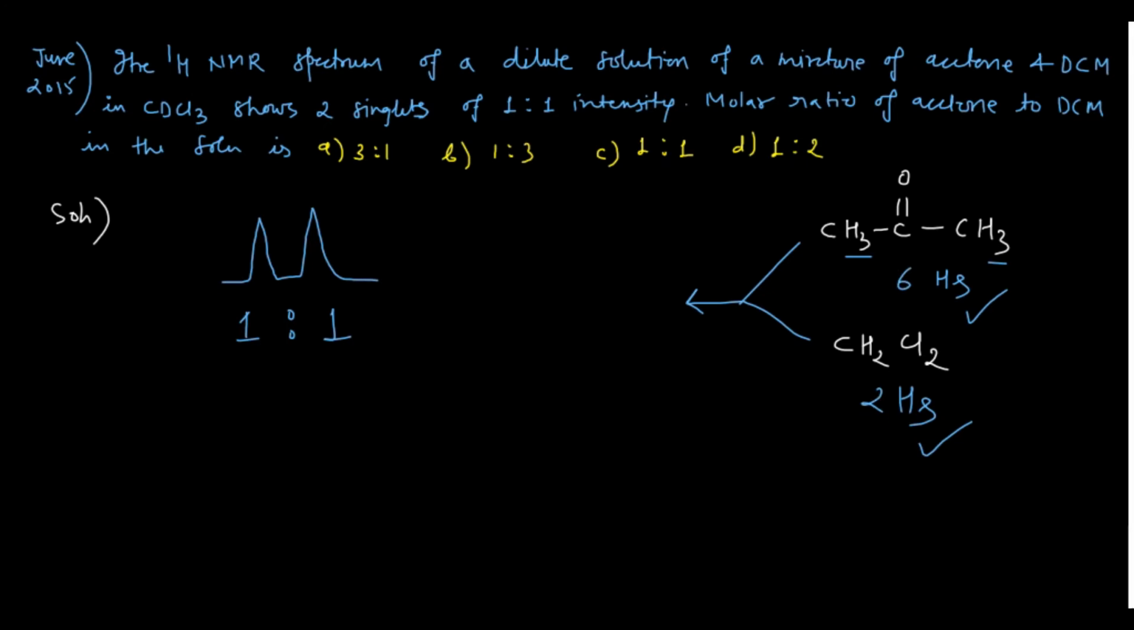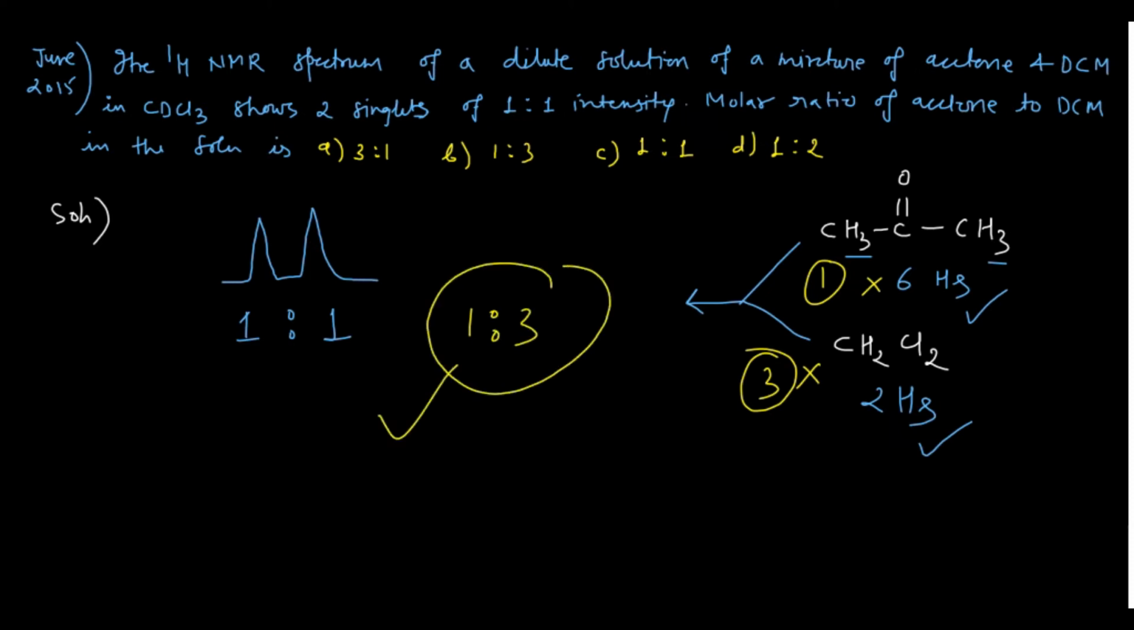When you have the intensity of 6:6, it will give you the molar ratio. To get this, you multiply the dichloromethane by 3 and the acetone by 1. So the intensity is 1:1 and the molar ratio is 1:3. That means 1 mole of acetone and 3 moles of CH2Cl2 would be there to give the intensity pattern of 1:1. So your correct answer in that case is 1:3, that is option B. This is the correct option.